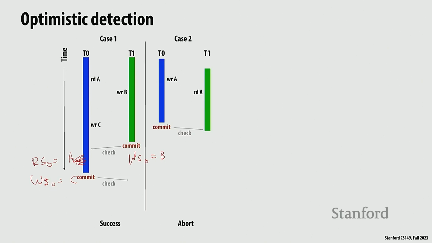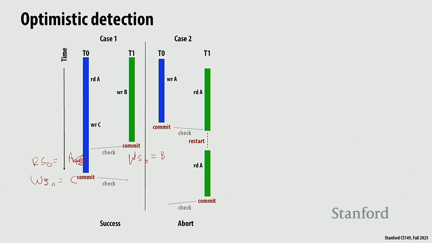So in this case, what happens? The write set of the committing transaction is A, and the read set of the other transaction in the system, T1, is also A. So what has to happen? Right, you abort and restart. And so in this case, you don't get to stall. So you've got to restart.